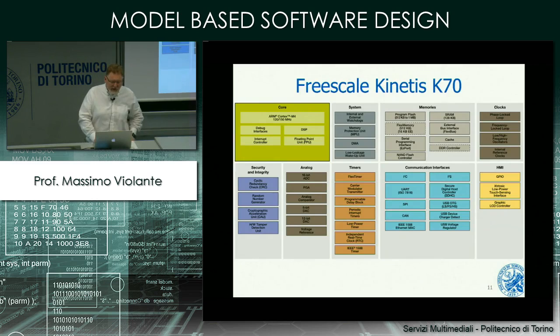Other example, the Kinetis K70. This is the one that you have on the Freedom K64. You have the computing core plus memory, clock, interfaces. So again, you have inside a single chip all the functional elements that we have seen in our reference architecture.